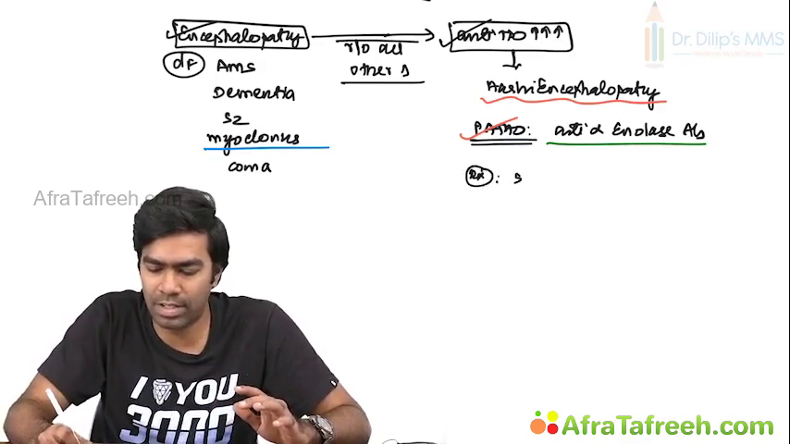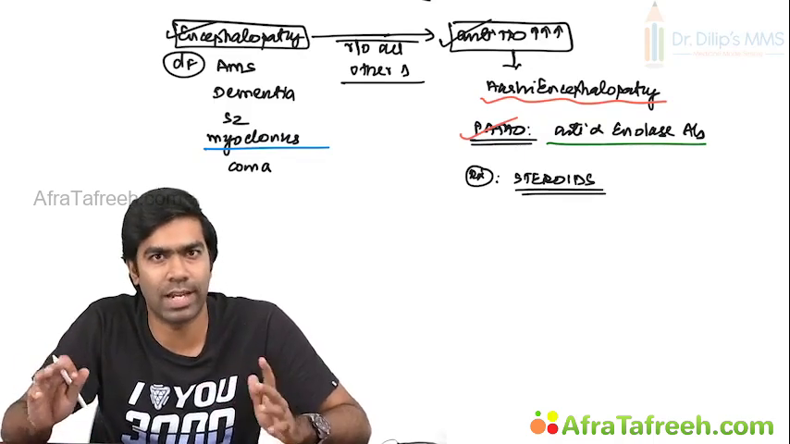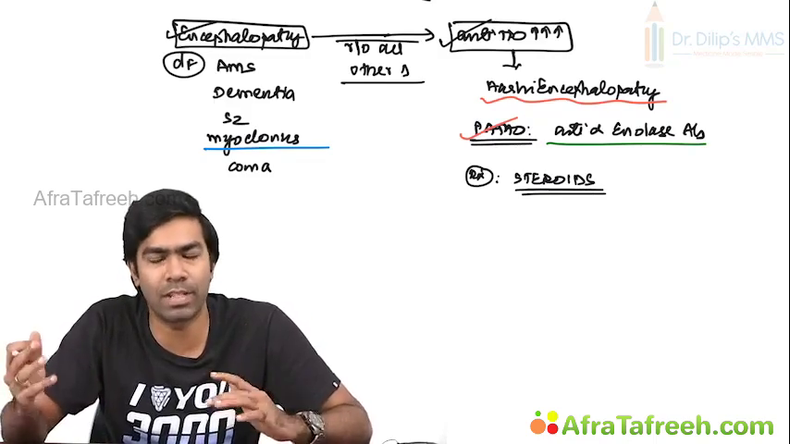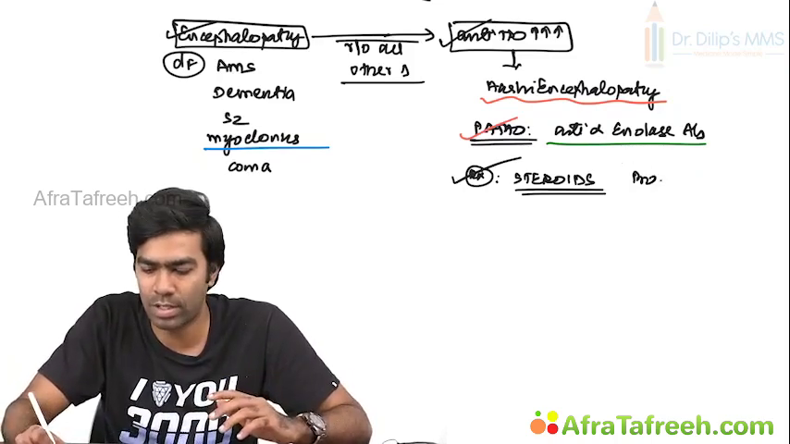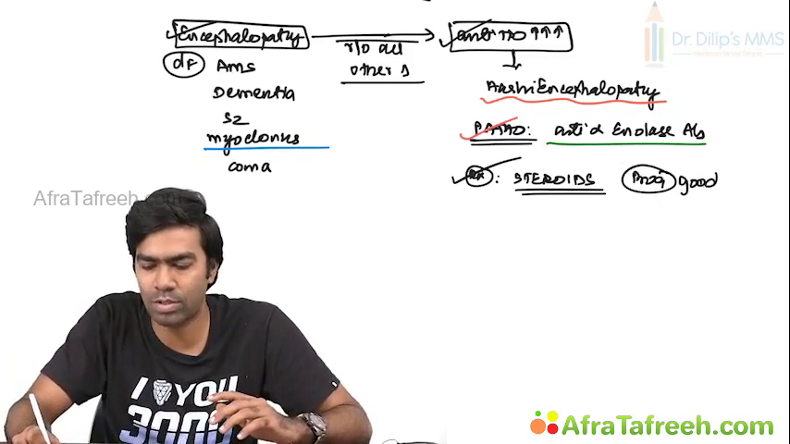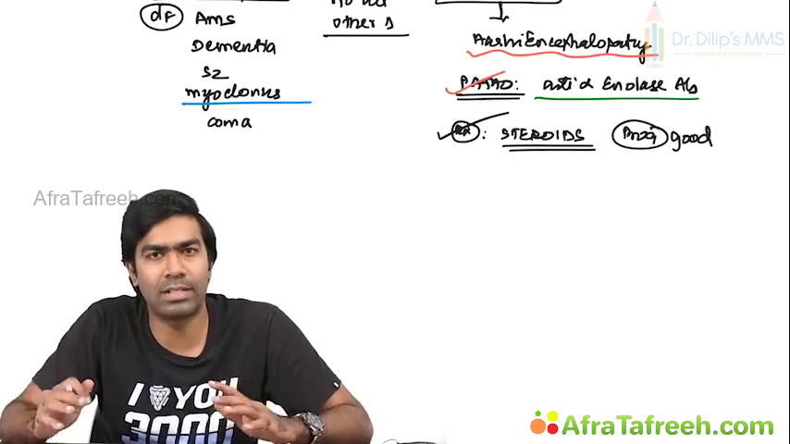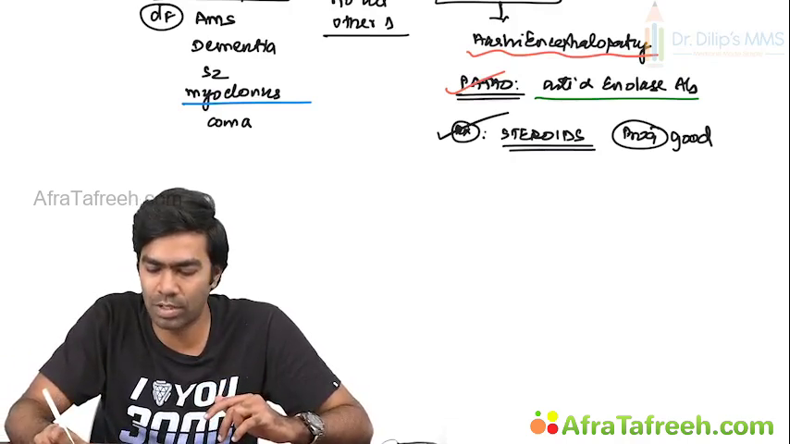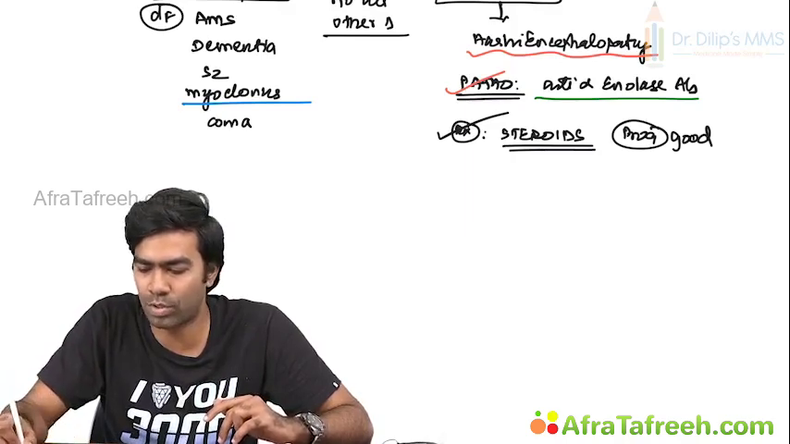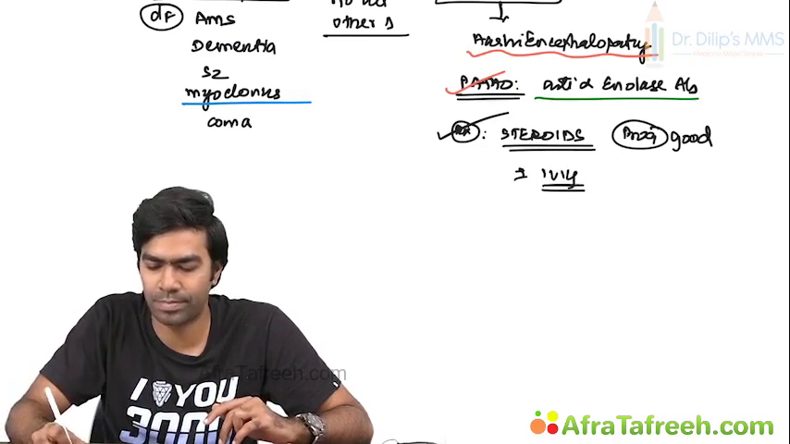Treatment, definitely steroids. That's why Hashi encephalopathy is also referred to as steroid responsive encephalopathy. We usually start with methylprednisolone in the ICU, and they generally respond very well. Prognosis wise, they do very well. Prognosis, very good. If it's fulminant, for example the patient is coming with a coma, a fulminant presentation of Hashi encephalopathy, you can even use intravenous immunoglobulin also. You can add it to your regimen, no problem.